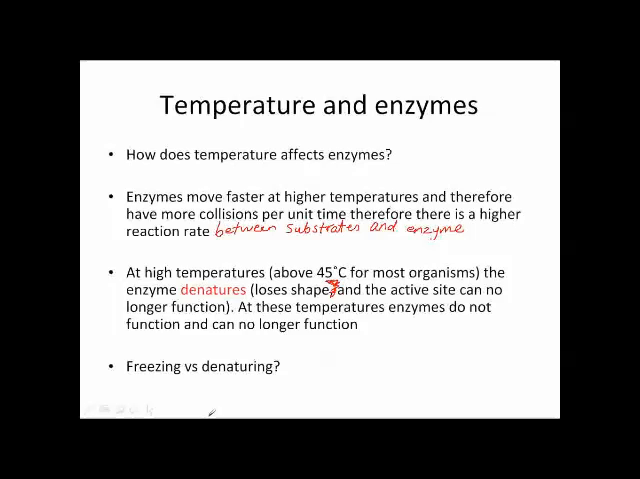So we're just going to have a look at this very shortly. At these temperatures, enzymes do not function and can no longer function. So that's the main difference between freezing and denaturing. If I freeze something, the enzymes are moving too slow and the substrates are moving too slow that there are no collisions happening, so there's no reaction. But if I denature something, the enzyme breaks and it can no longer be fixed. It is broken. So it's better to freeze something than to probably cook it, if you know what I mean.